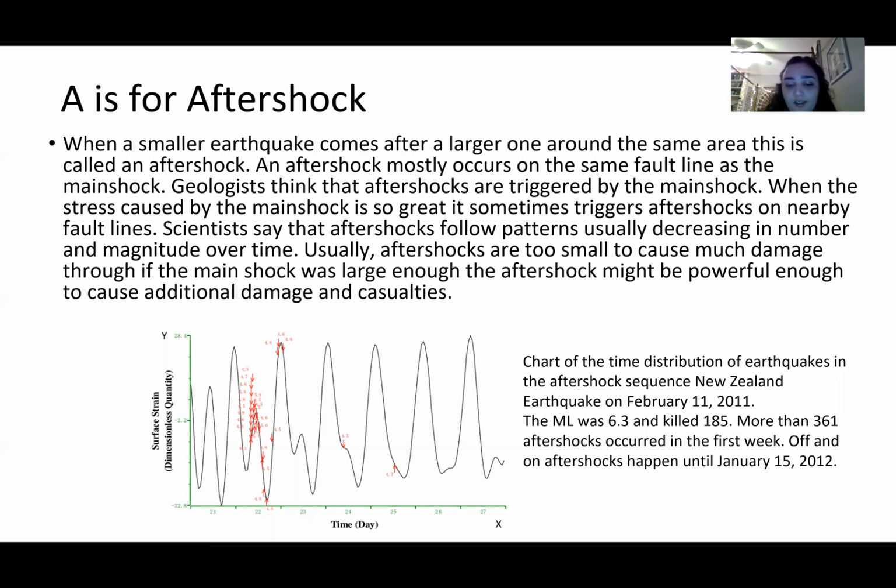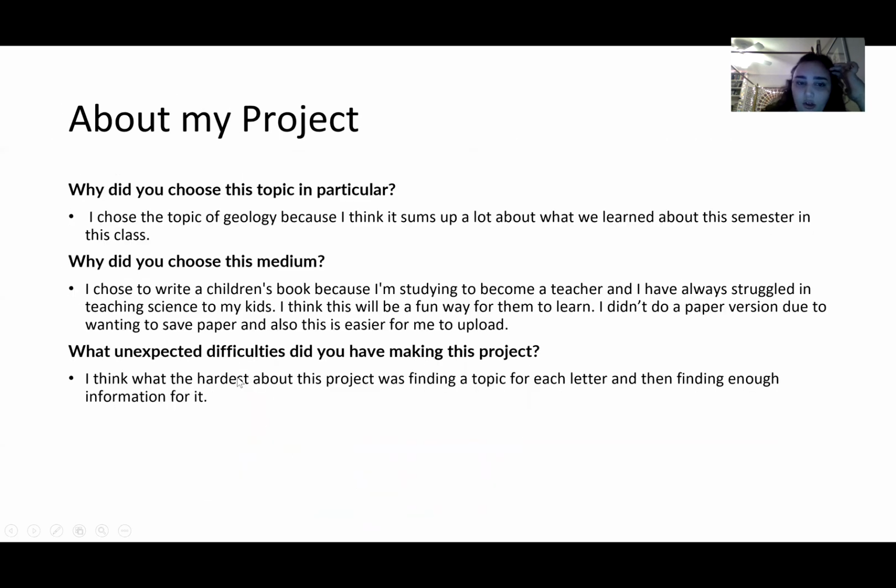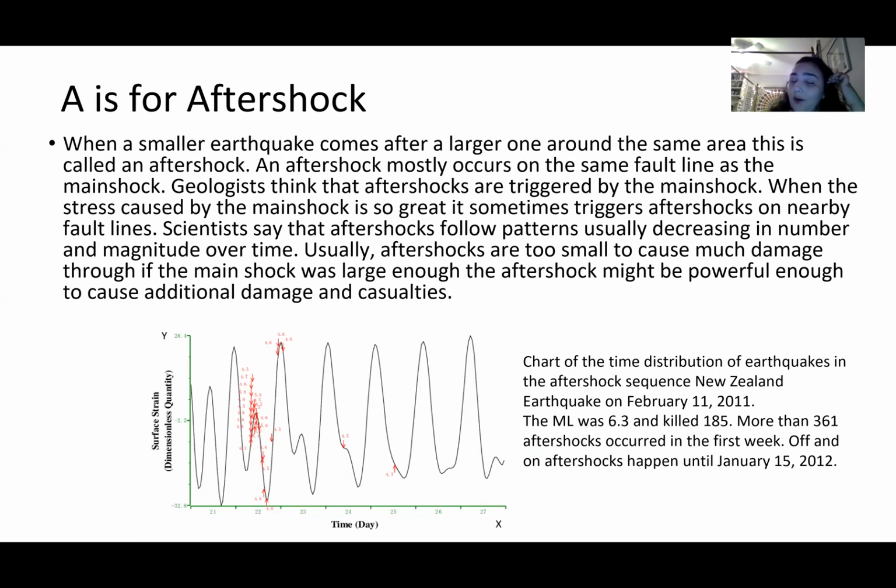Off and on, aftershocks happened until January 15th, 2012. So almost a year later. So I thought this was a really interesting one to do, but what was really sad actually about this area in New Zealand, I forget what it was called, they actually had a really bad earthquake the year before in 2010, and they were still very devastated from that earthquake and rebuilding during that time. And so for another big earthquake to hit them, it was really bad.